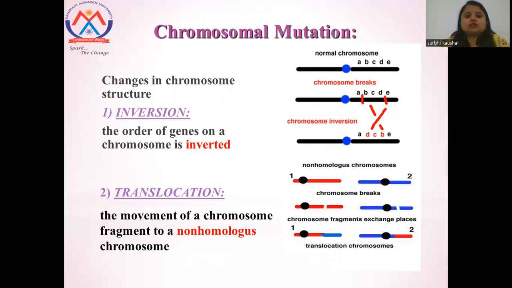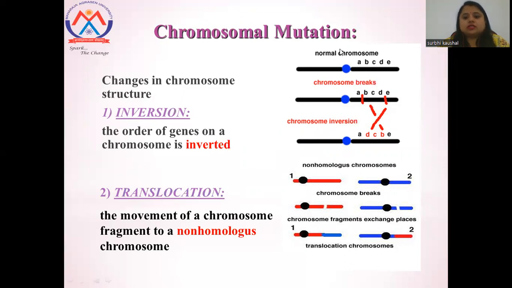Coming first to chromosomal mutations, they occur when there is a change in the chromosomal structure. Its shape and its structure get changed. On this basis, it is of four types: inversion, translocation, duplication, and deletion. Coming first to inversion, it is when the order of genes in a chromosome is inverted.